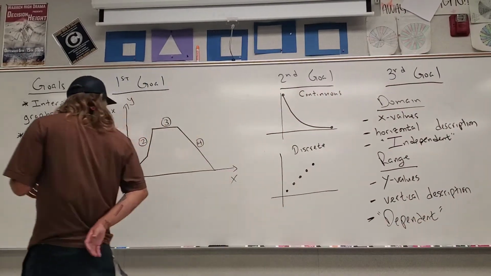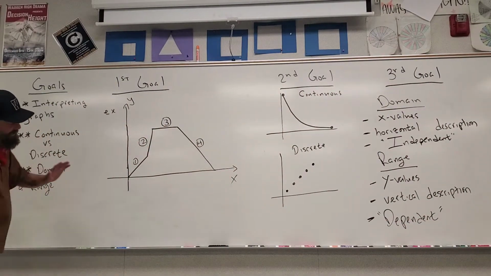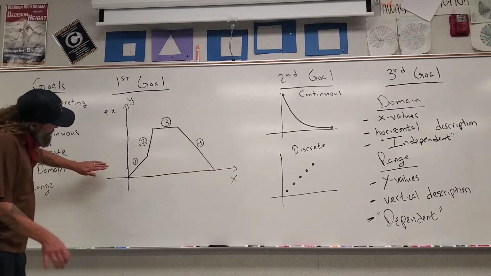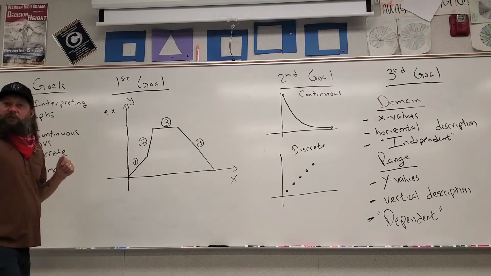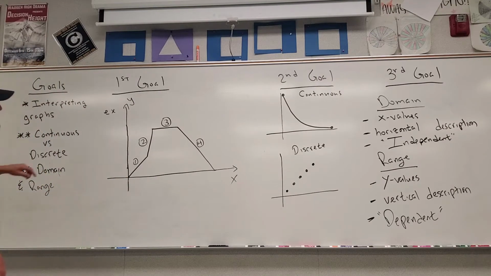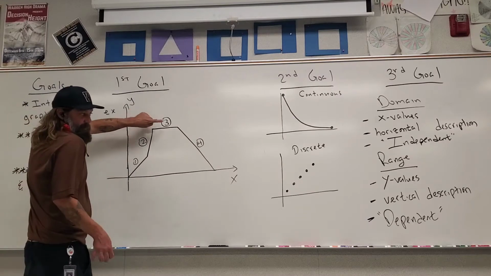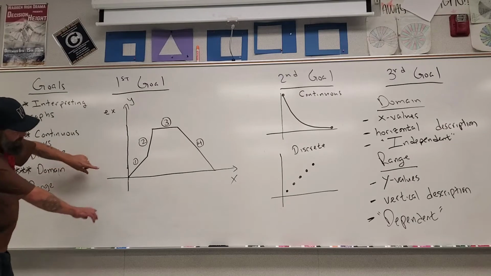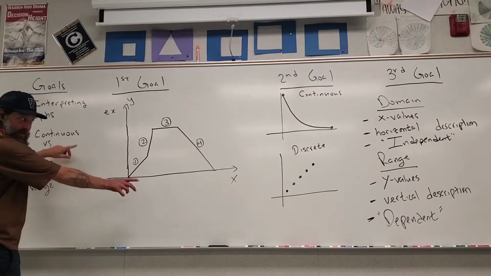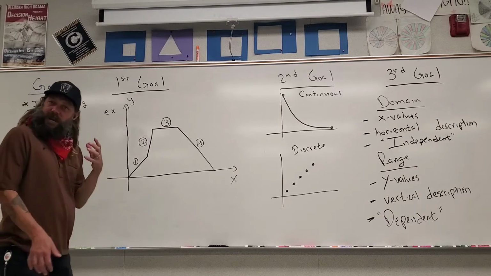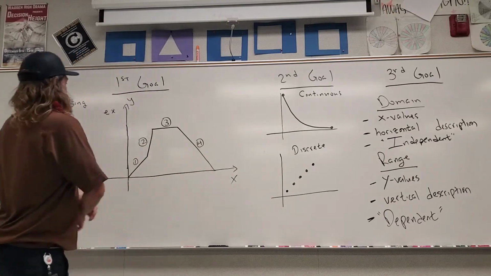So here I have a graph that represents a situation. Now, I did not say what the horizontal axis represents, and I did not say what the vertical axis represents. But what I want to do is talk about the behavior. There's 4 different behaviors in this graph. And so I'm going to move my fingers along the x-axis and along the y-axis to show you what's happening here, okay?